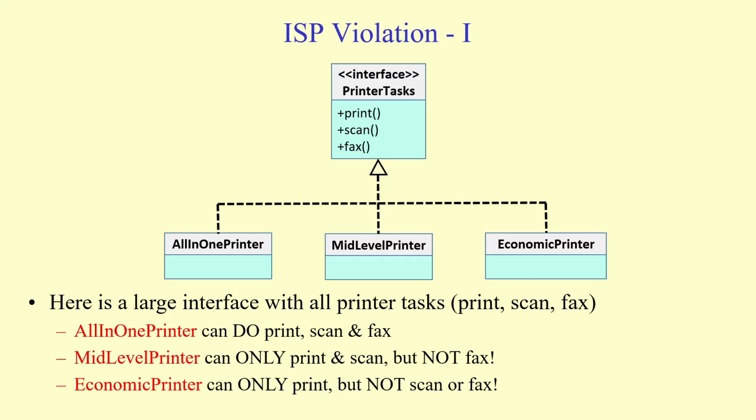Here's a concrete example where we have one large interface called PrinterTasks that has 3 methods in it: print, scan, and fax. And assume that we have 3 concrete printers: an all-in-one printer that can print, scan, and fax, a mid-level printer that can print and scan but not fax, and an economic printer that can print but not scan and fax. So when we have a large interface like this, every printer must implement the interface and override all methods. But because each printer can only do certain tasks, they still have to override the other methods and say that I'm not able to do that.